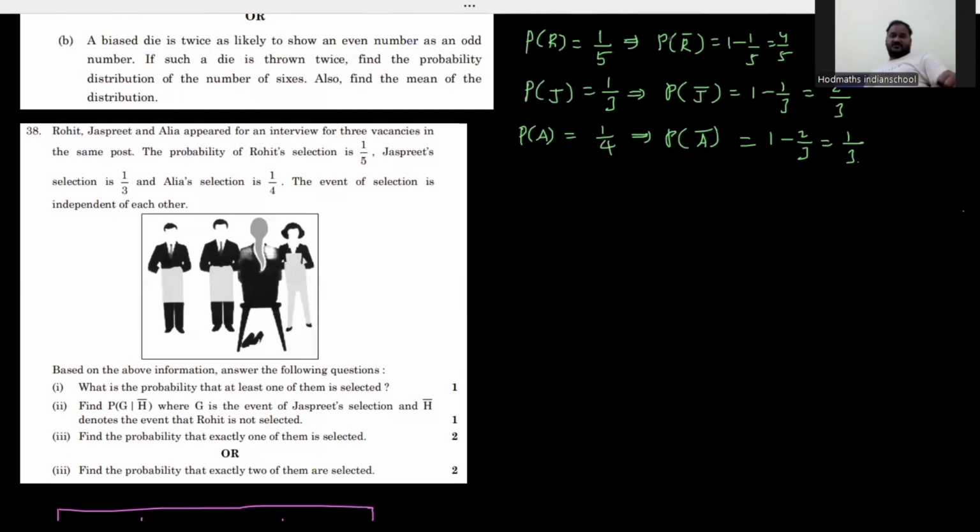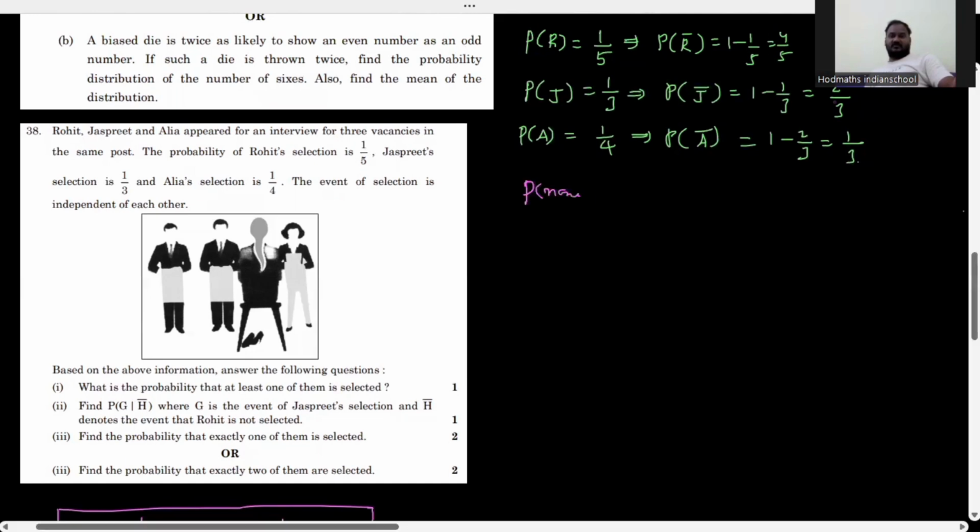So what is the probability that all of them are selected? So if you find the probability that none of them is selected, then if you subtract that from 1, you will get at least one. Probability of none of them is selected means what? Rohit is not selected, as well as Jaspreet is not selected, as well as Alia is also not selected. That is going to be 4 divided by 5 times 2 divided by 3 times 1 divided by 3. Right? So this is the probability of none of them is selected.